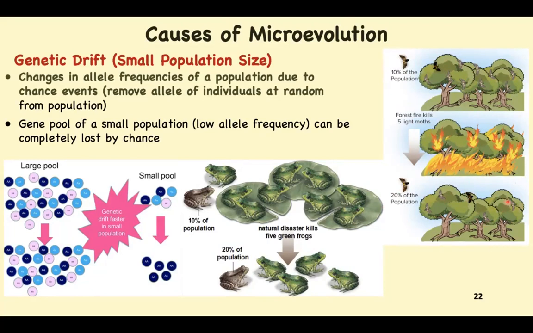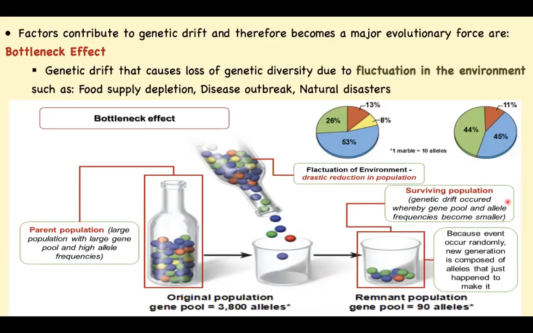Okay, genetic drift can be caused by 2 factors. Satu ialah bottleneck effect and the other one is founder effect. Okay. Factors that contribute to genetic drift. Okay, first one is bottleneck effect. Genetic drift that causes the loss of genetic diversity due to fluctuation in the environment such as food supply.